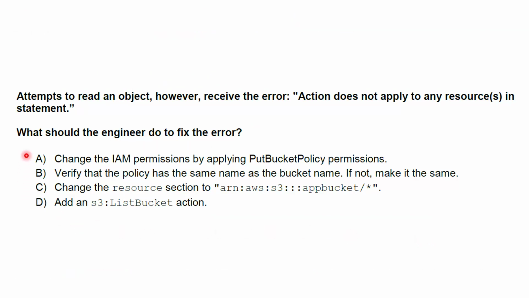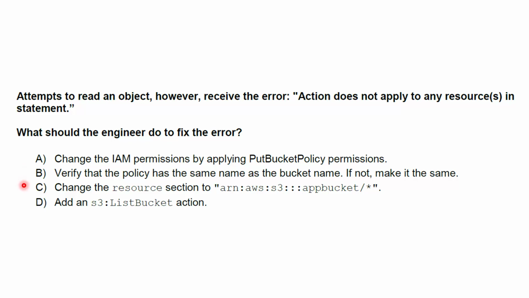A is talking about adding put bucket policy permissions, which is not needed for reading objects. The next choice B does not make any sense. I'm assuming they're talking about specifying the correct bucket name in the resources. The bucket policy will throw an error if you attempt to save a policy with an invalid bucket name. So this is also not a correct choice.